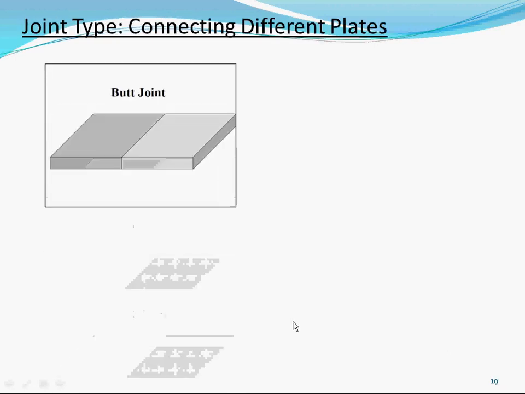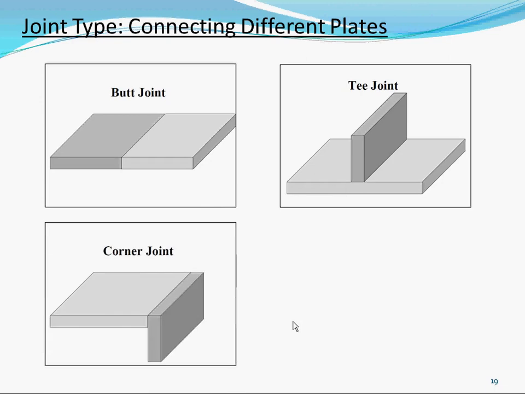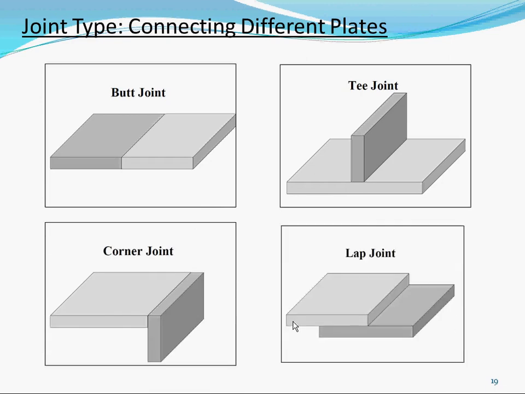Joining plates. You have two plates coming together. We call it a butt joint, a T joint, a corner joint, and a lap joint. Okay, that joint type is different from weld type.